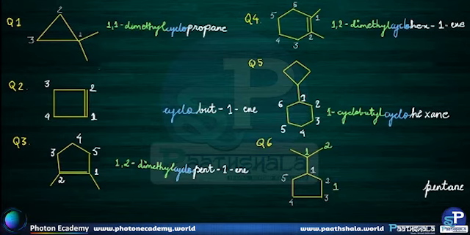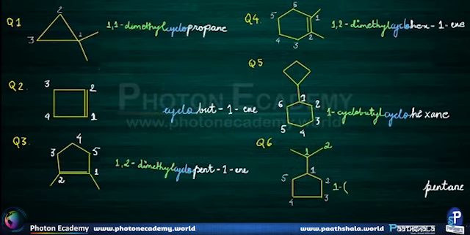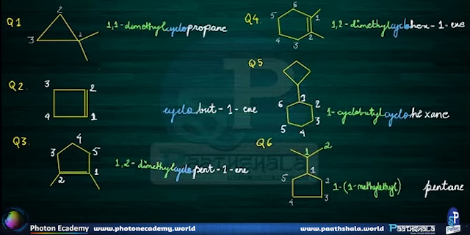1. And while writing the cyclic compounds, we always place the cyclo word before the word root. So this is the correct IUPAC name for this compound.